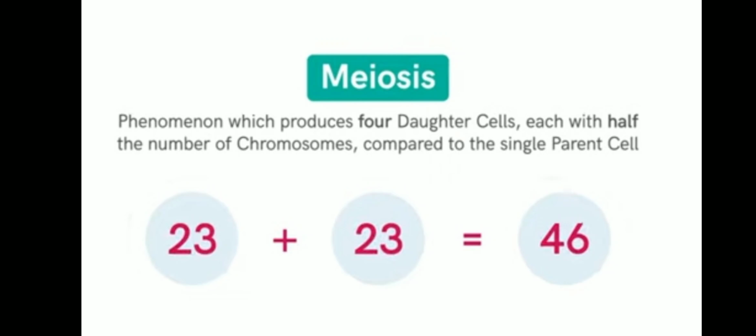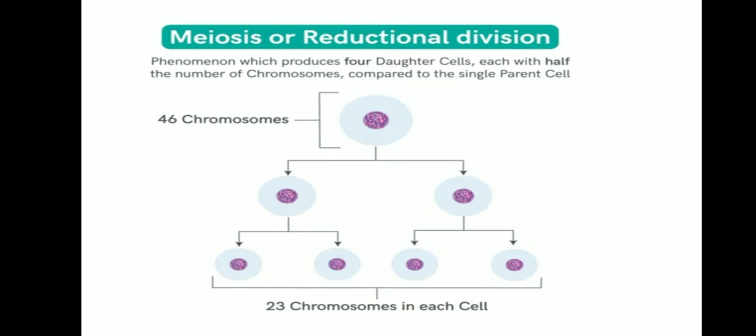The phenomenon which produces 4 daughter cells, each with half the number of chromosomes compared to the single parent cell, is what we say is meiosis. I'll explain you clearly children. So from the body cell only, 4 daughter cells can be formed. That is the process of meiosis. This meiosis is otherwise called reductional division.